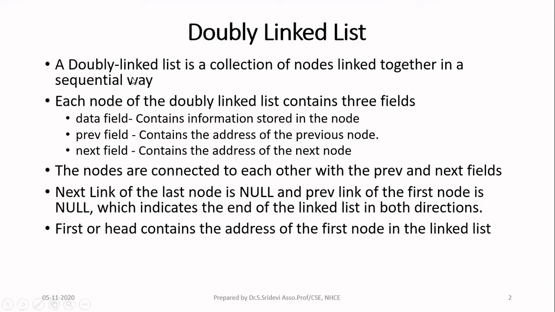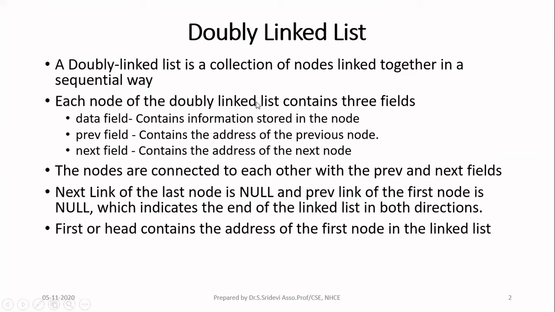In case of a doubly linked list, it is nothing but a collection of nodes which are linked together in a sequential way, similar to the single linked list. Whereas here, the difference comes in the second point. Each node of the doubly linked list contains three fields. If you see the single linked list, every node will have two fields, but here every node contains three fields.